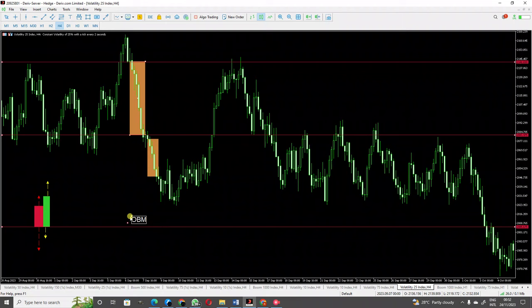Why am I calling this area an obvious breakout movement? The reason why I am calling it an obvious breakout movement is that most of the time, if it happens that the market breaks out of the zone, it will break massively, or it will go down at a higher speed. Yeah? The market will go down like that.